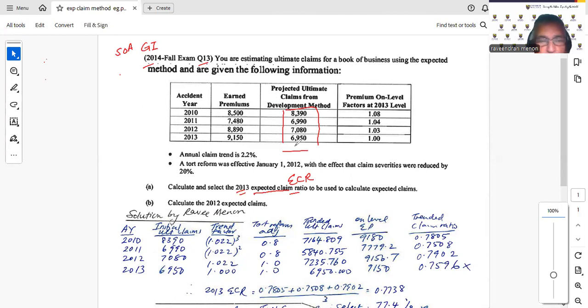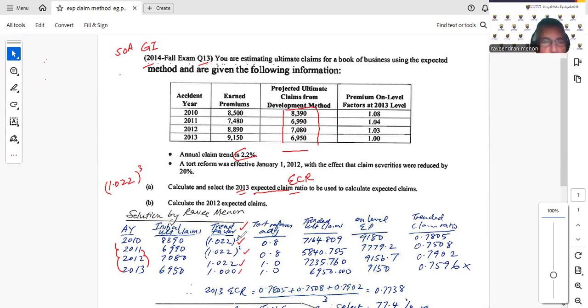And then we go ahead and apply the trend factor. So that's what you see here. For 2010, I've got 1, 2, and 3 years, so I'll have 1.022 all raised to the power of 3. That's the trend factor. So for 2011, it'll be 1 and 2. There you go, and so on.